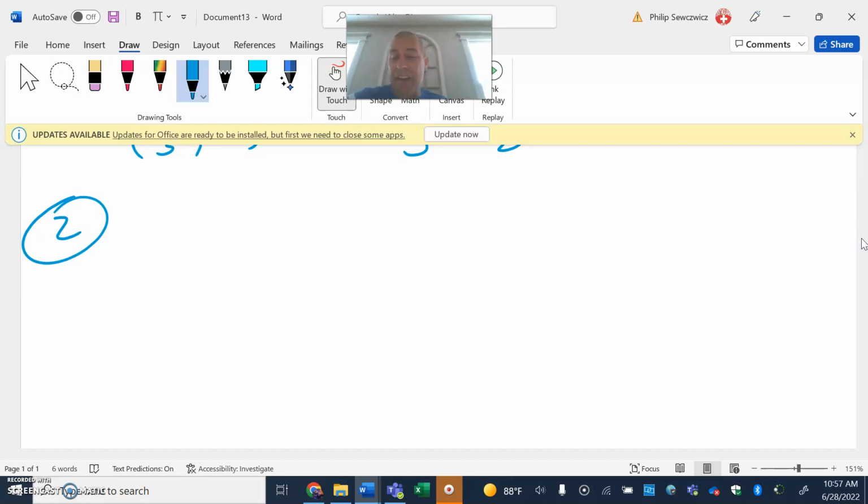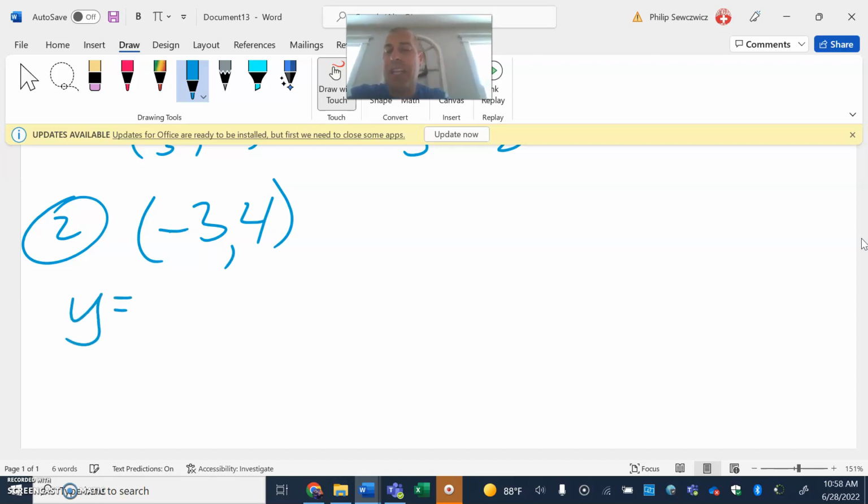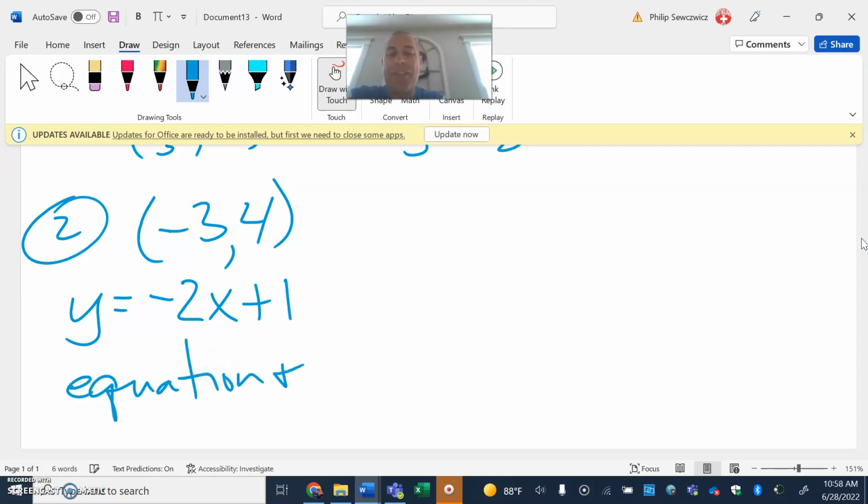So we're going to tie everyone in together here because this problem is going to kind of do everything. We're going to use the point negative 3, 4. I'm going to tell you that we're going to use the equation y equals negative 2x plus, let's go with 1. And I'm going to tell you that I want the equation and I want the graph that's perpendicular.